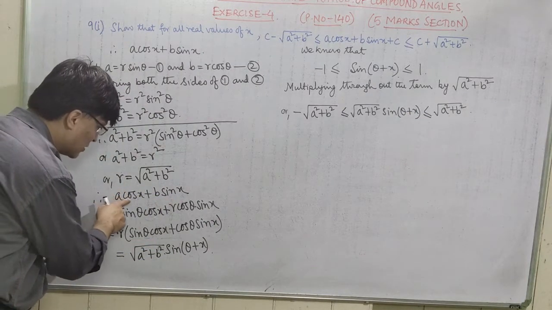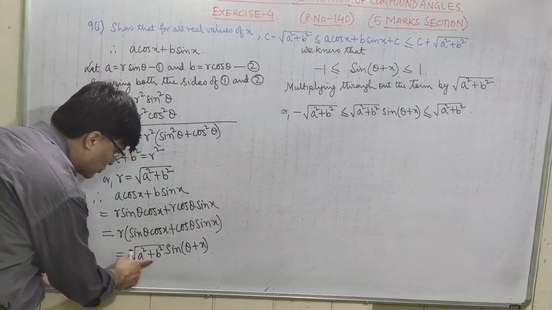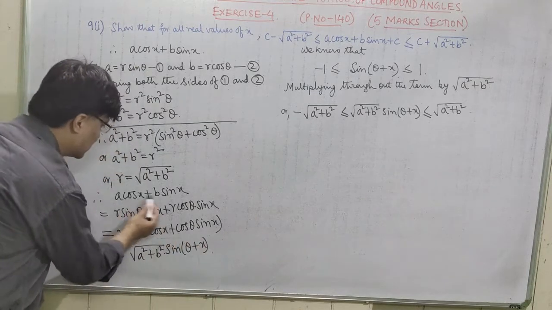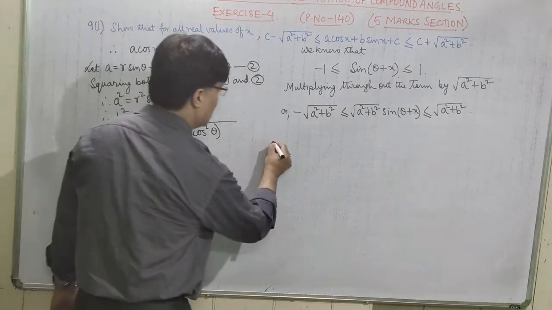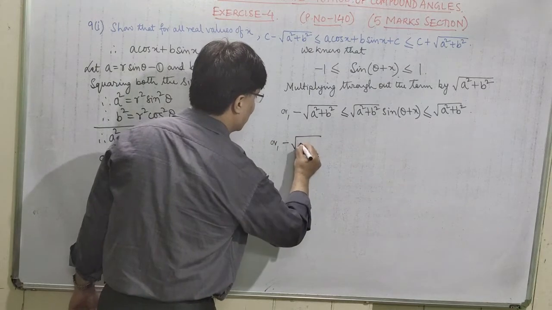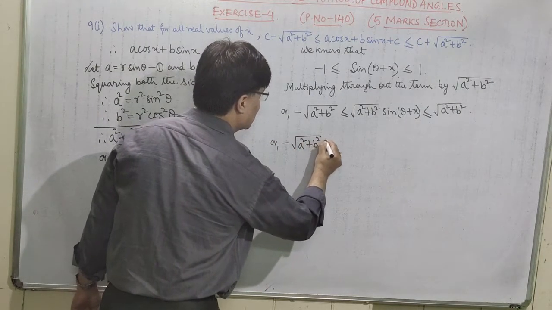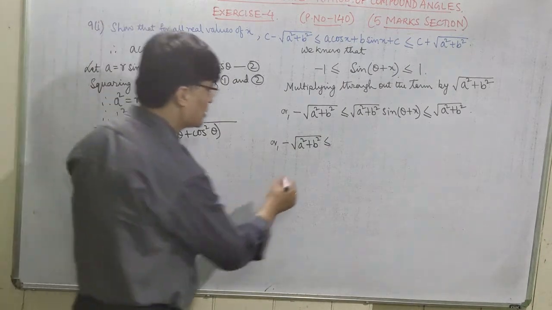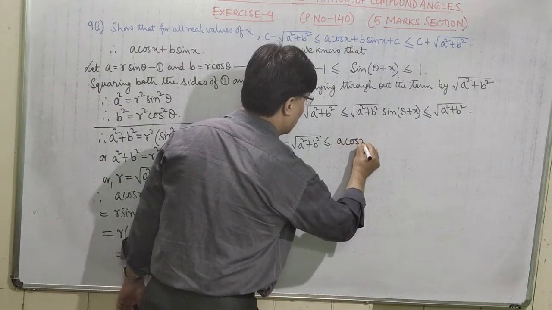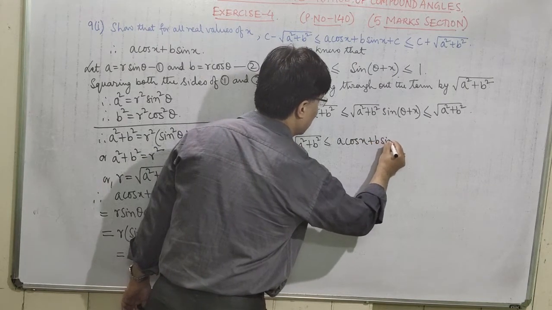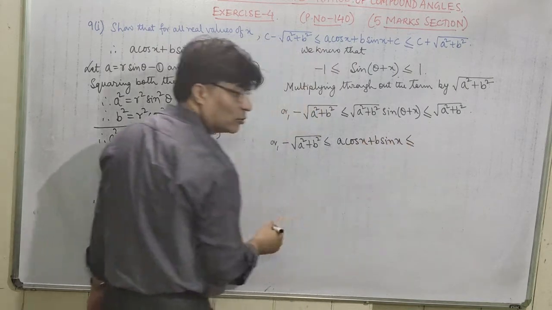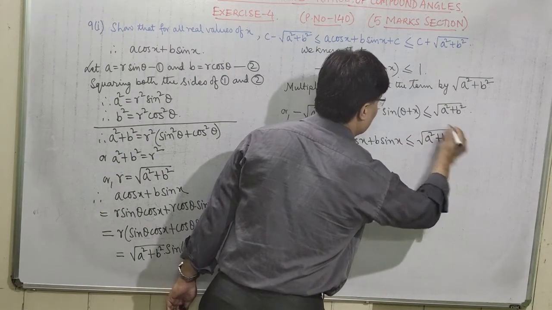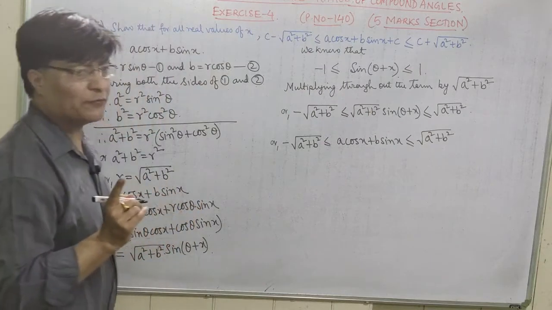Since we have simplified a cos x plus b sin x as root over a square plus b square into sine of theta plus x, so instead of this expression we may write a cos x plus b sin x. So minus root over a square plus b square less than or equal to a cos x plus b sin x less than or equal to what? Root over a square plus b square. Is that clear to all of you?